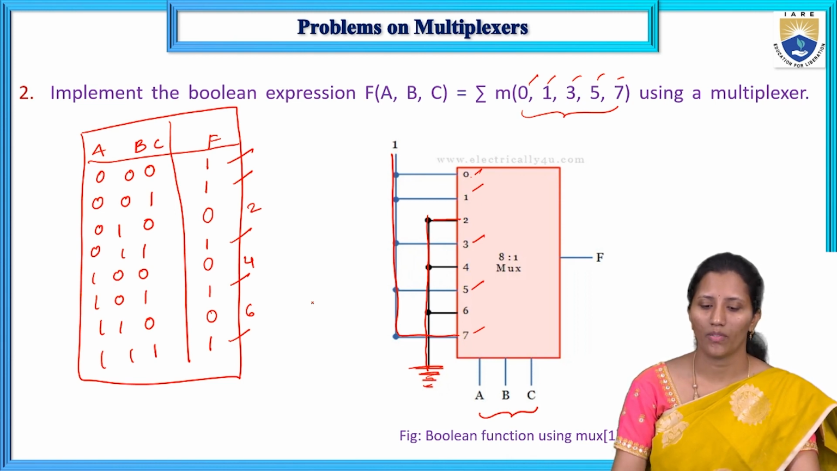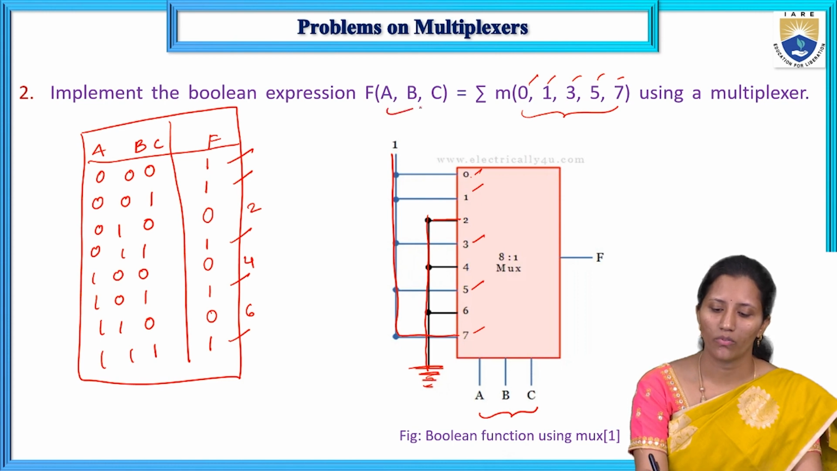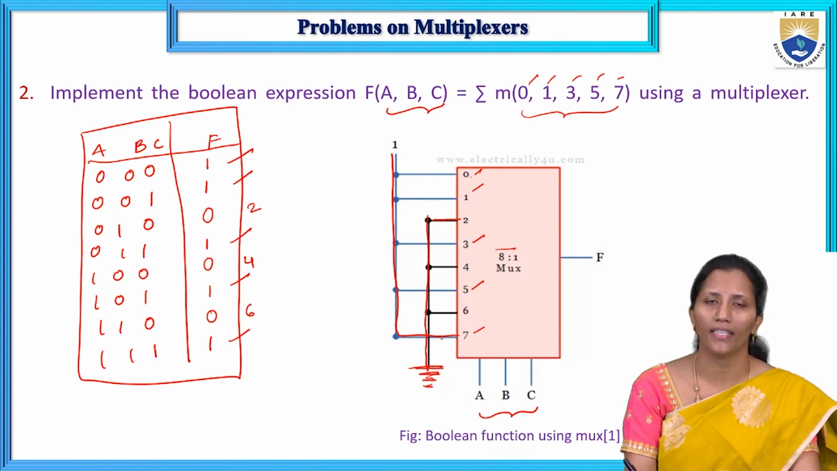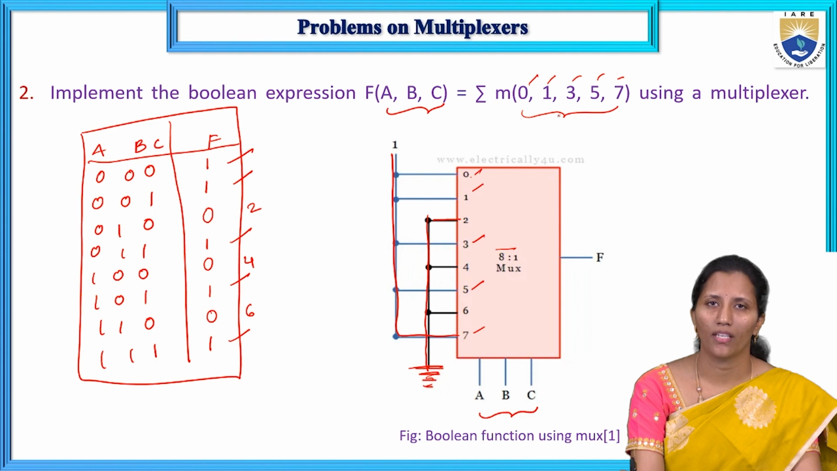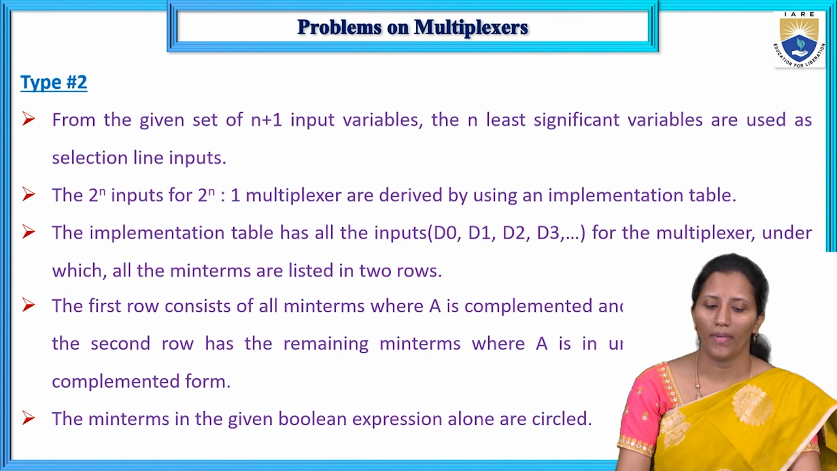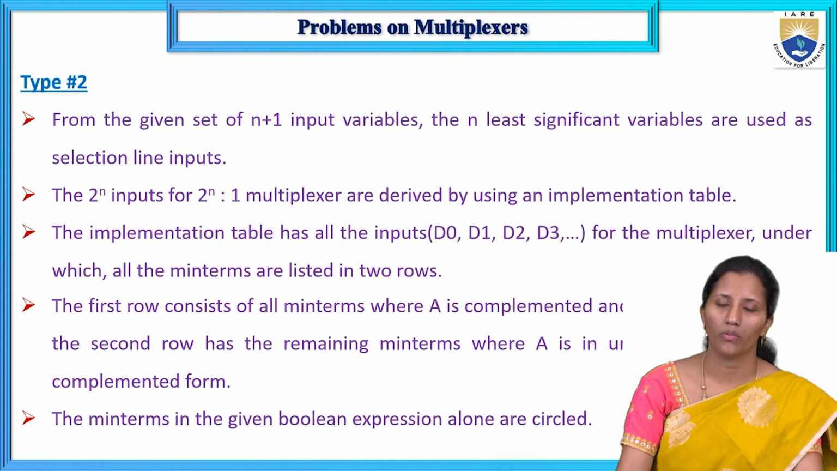So we have another type of problem. Here we have 3 inputs, so in total we get 8 input combinations, and we are using an 8 by 1 mux. Directly we can connect the minterms present in the Boolean expression to 1, and the others not present in the expression to 0. But suppose we want to implement the same Boolean expression using a 4 by 1 or 2 by 1 multiplexer, how do we implement it? That is the type 2 problem.